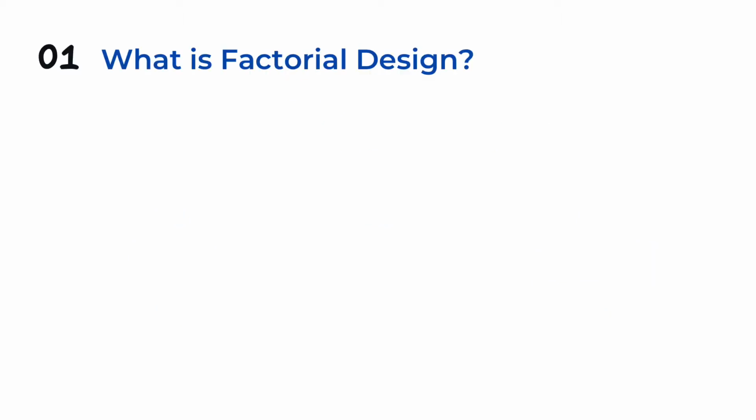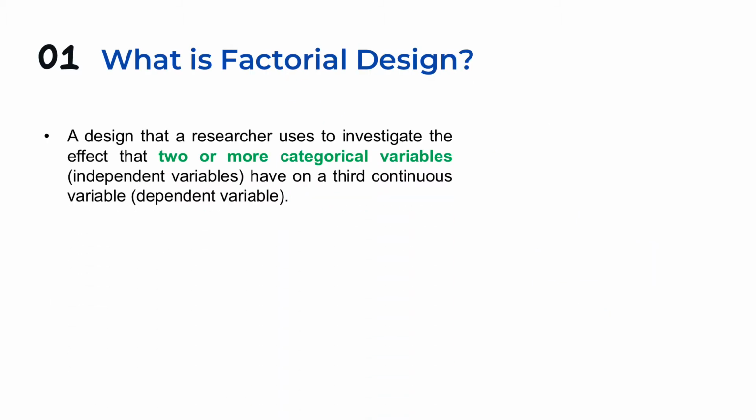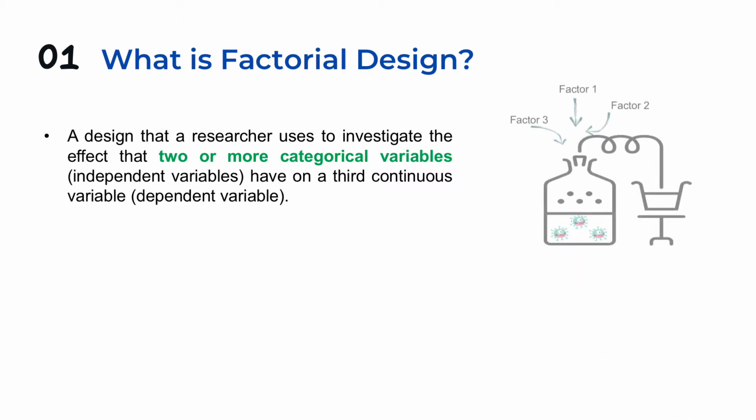What is a factorial design? By definition, it is a design that a researcher uses to investigate the effect that two or more categorical variables, or known as independent variables, have on the third continuous variable, which is also known as a dependent variable.